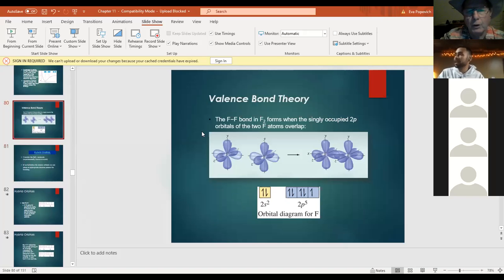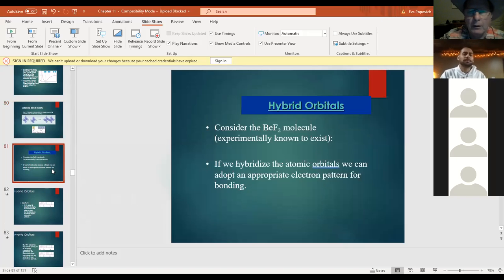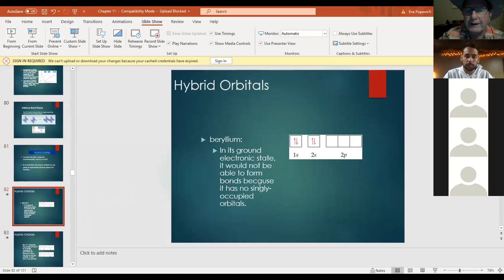There it is. So if I have these two, one of them has 1 electron in it, the other has another electron in it, quantum mechanics works. But when we have the BeF2, remember, this is beryllium's orbital diagram. Does beryllium have any unpaired electrons? No. So therefore, beryllium can't bond with anything.